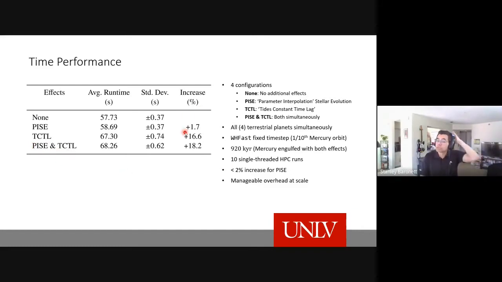As you can see, after several runs calculating the average and standard deviation, there's only a minor increase in just using the parameter interpolation by itself, less than 2%, which is virtually nothing. Using the tidal interaction or both of them together, it gets to be about 15% increase or so. But again, we believe it to be very manageable overall at scale, especially when you're talking about very long integrations on the orders of hundreds of millions of years or maybe even billions of years. This is going to be a very small fraction of the total time it takes to run those simulations.